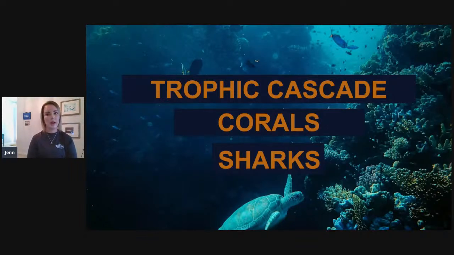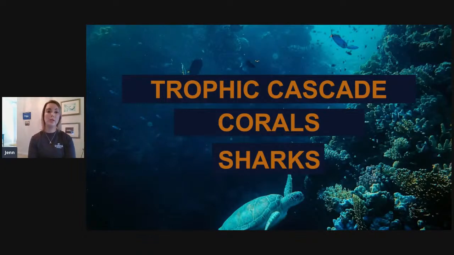The skeletons will be around for a while. In fact, we went to the Keys about 2 years after a bleaching event and coral was still around. So it is just like seashells at the end of the day, it's calcium carbonate. So that structure will stay there for quite some time.